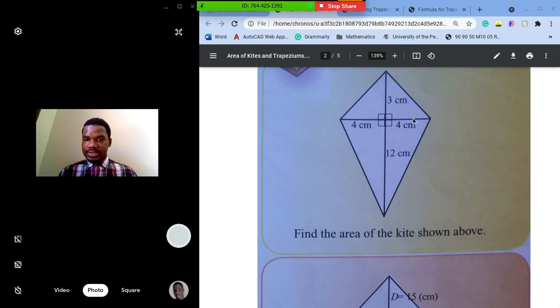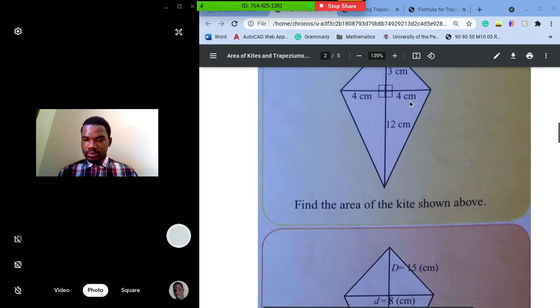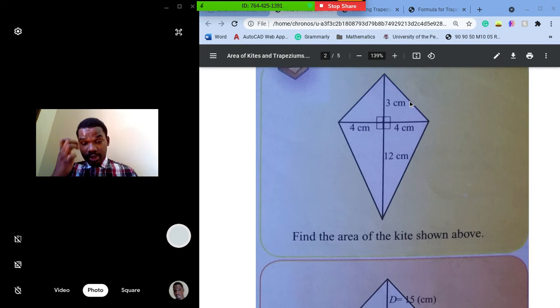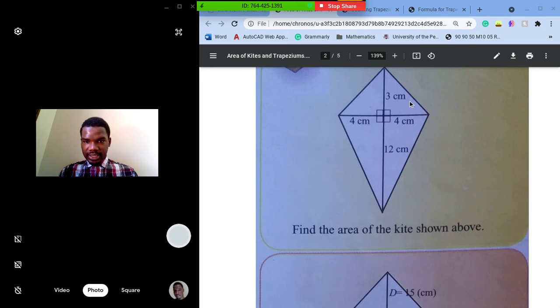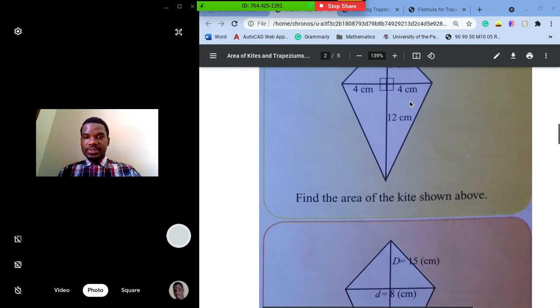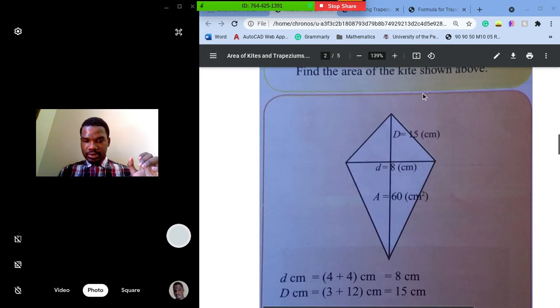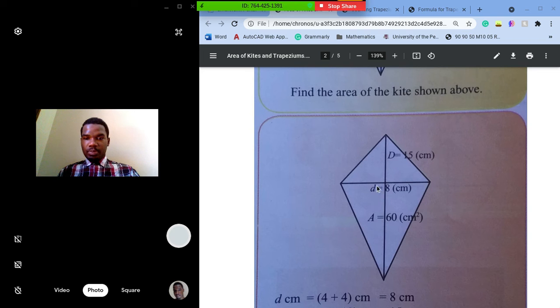This distance is called small d. Can we find big D, which is the distance from the top going straight down? How can we find that? So you will need to go half small d times big D. Remember, this distance from here to here, we're going to add them together. So what is 4 plus 4? 8. Right. So put that for me.